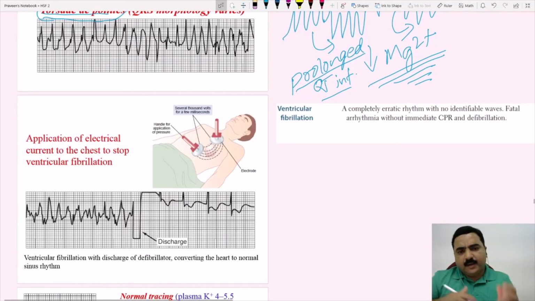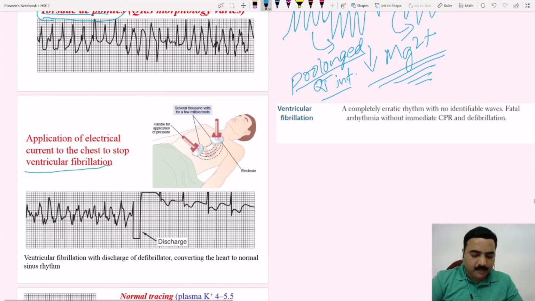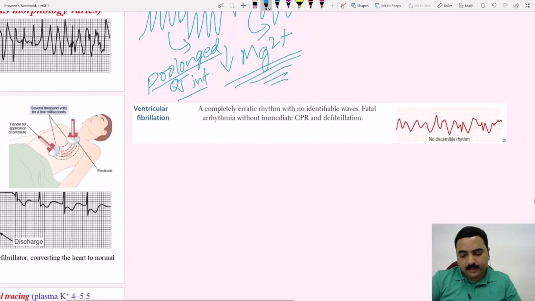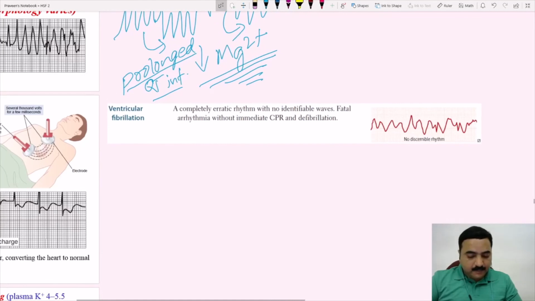Very classically you might have heard about this term, ventricular fibrillation, right? So what is ventricular fibrillation? Again, the rate is very high and the pattern is completely irregular. You can't identify anything, and there is no specific pattern. It's like wave impulses going without any control. No discernible rhythm is seen. So in ventricular fibrillation, there is a completely erratic rhythm with no identifiable waves. It's a fatal arrhythmia.